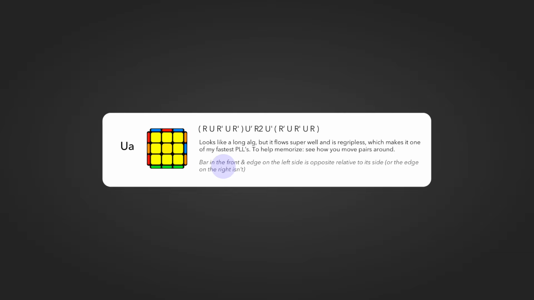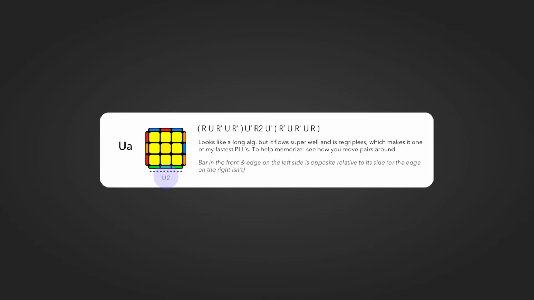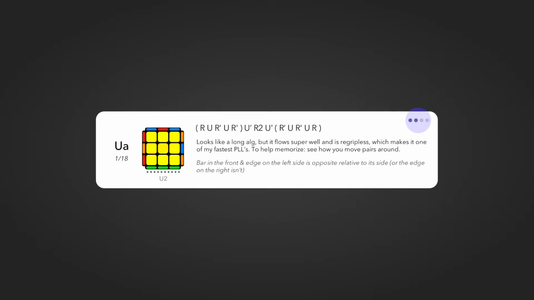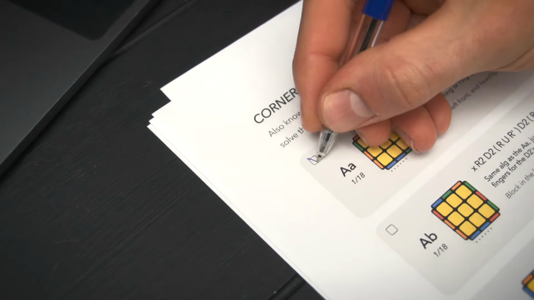I explain how to best recognize the case, how to predict the AUF, the probability to get that case, how difficult it is to learn it, and the cherry on top, I even added a checkbox so that when you finally learn the case, you can check it off with a pen. But there's even more in here. I added some extra tips, just general PLL tips.